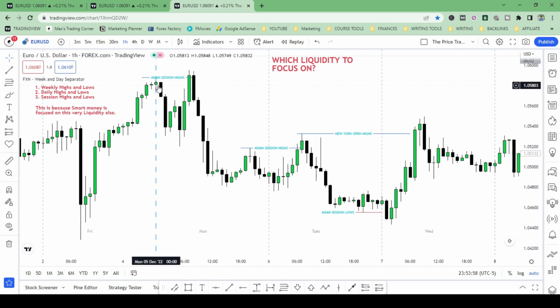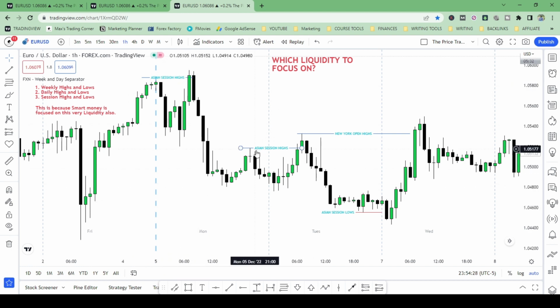For example, on this day, Monday 5th December 2022, we're seeing that the market took out some measure of Asian session highs before dropping. This was a down day, so we were bearish this day, but before dropping lower the market tried to come back up and take out this Asian liquidity, which was also the previous Friday's high. It was taken out, then the market drove lower.